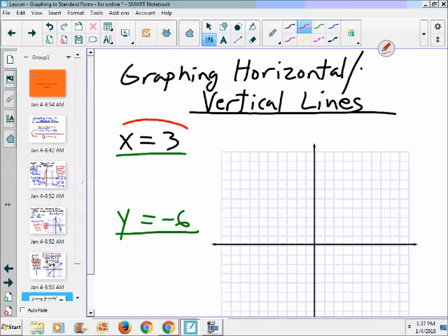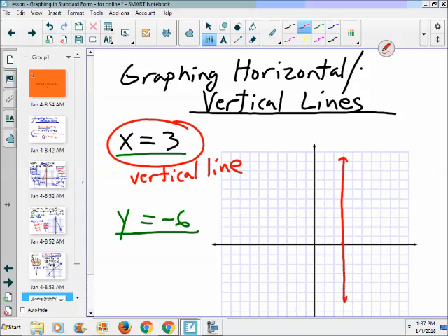X equals a number is always going to be a vertical line. Always. All you do to graph it is go over to 3 on your x-axis and then make your vertical line going up and down. That might be a little weird for you why it's vertical, but the reason it's vertical is because each point along this line has an x value of 3. The y values are changing.